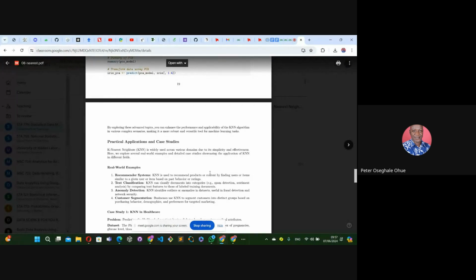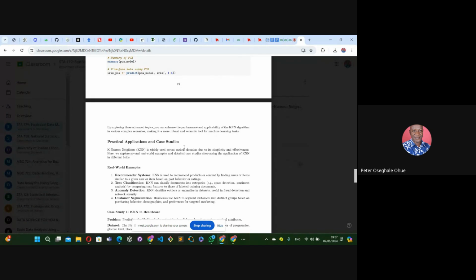So I don't know if you have seen this, but practical application and case studies. It's important to note that just like the naive Bayes we did last time, you can also use KNN to solve the same kinds of problems. It is just the structure of the data that now can guide you towards which algorithm is best, or by the time you use several, you can now compare.